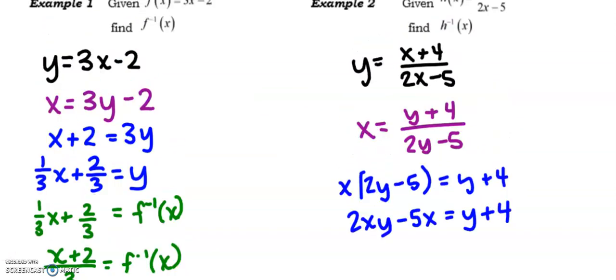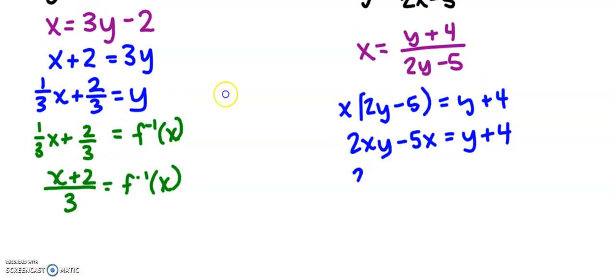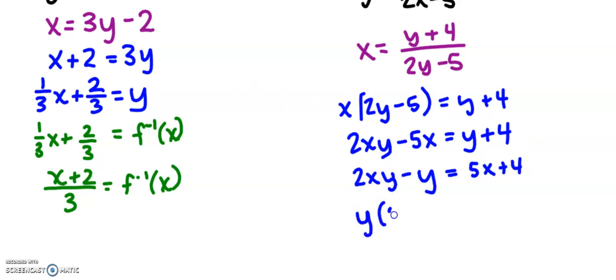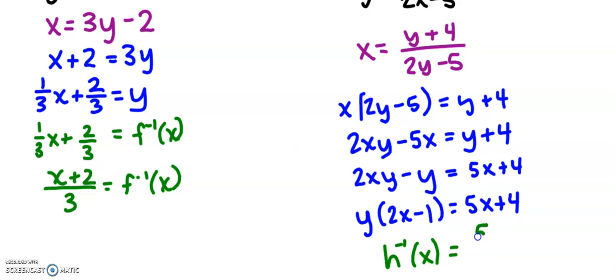I'm going to move everything that has a y with it to one side, because that's what I'm trying to solve for. So 2xy minus y equals 5x plus 4. Factor out that y value. So final answer, my inverse function is going to be equal to 5x plus 4 over 2x minus 1.